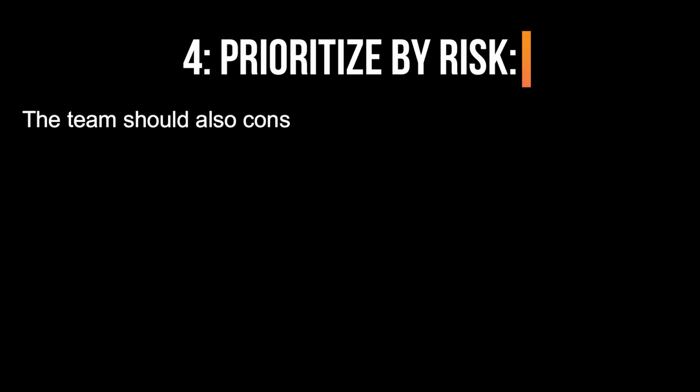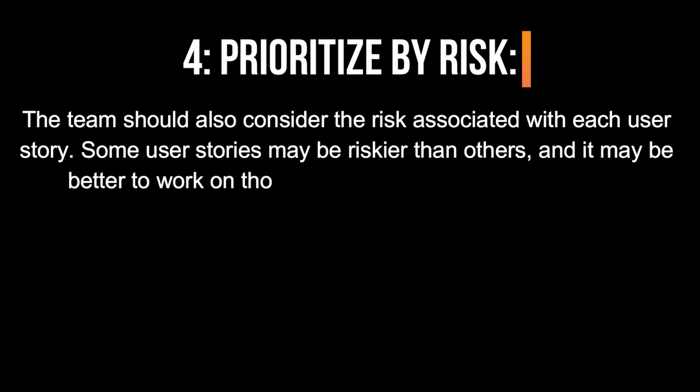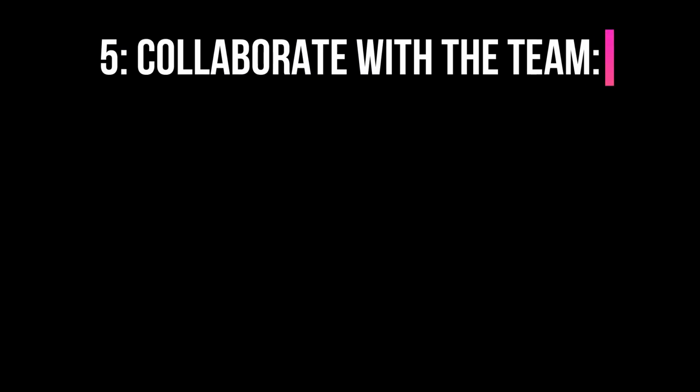4. Prioritize by risk. The team should also consider the risk associated with each user story. Some user stories may be riskier than others, and it may be better to work on those first to reduce overall project risk.